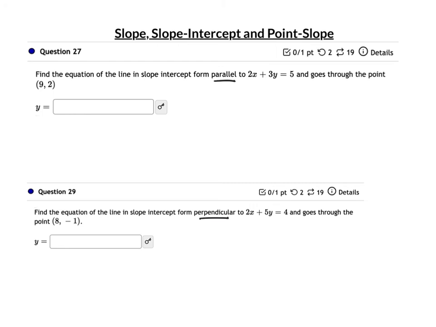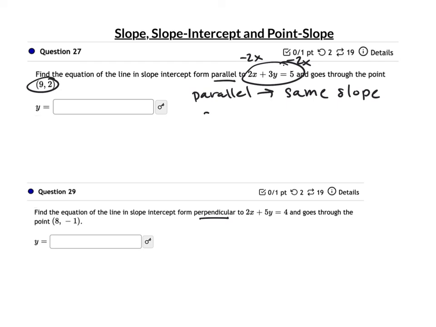Last two examples. The first one, we're going to create a line parallel to another line that passes through the point 9, 2. Well, what you need to know is that if they're parallel, that means they have the same slope. So the first step is to find the slope of this equation. So I'll solve for y. I'll take a 2x from each side, and I get 3y equals negative 2x plus 5. And then I will divide everything by 3, and I get y equals negative 2/3 x plus 5/3.